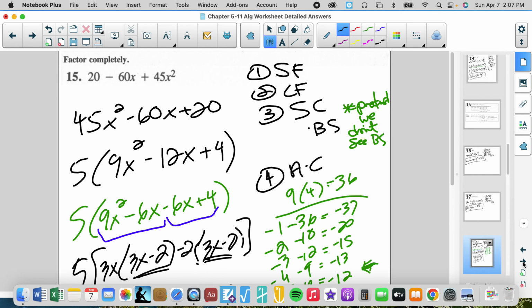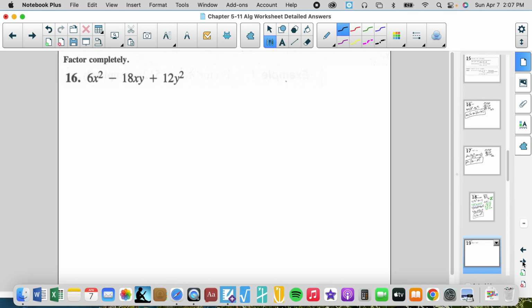So keep your head up, keep your eye on the ball, be familiar with all of the different factoring things that we have at our disposal. Recognition for those things is going to save you time, or else it's just a little bit more labor intensive.